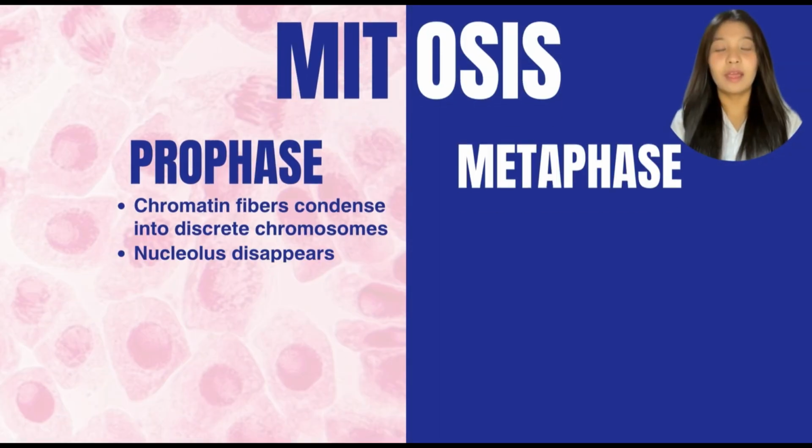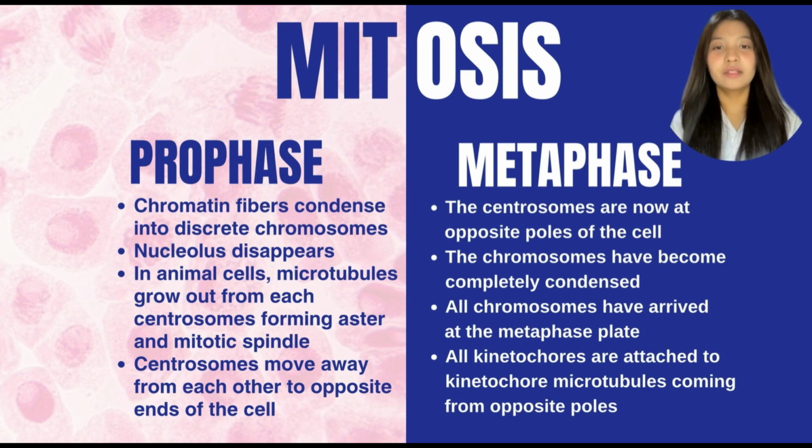The next one is mitosis. First, prophase. Chromatin fibers condense into discrete chromosomes. The nucleolus disappears. In animal cells, microtubules grow out from each centrosome, forming asters and the mitotic spindle. The centrosomes move away from each other to opposite ends of the cell.